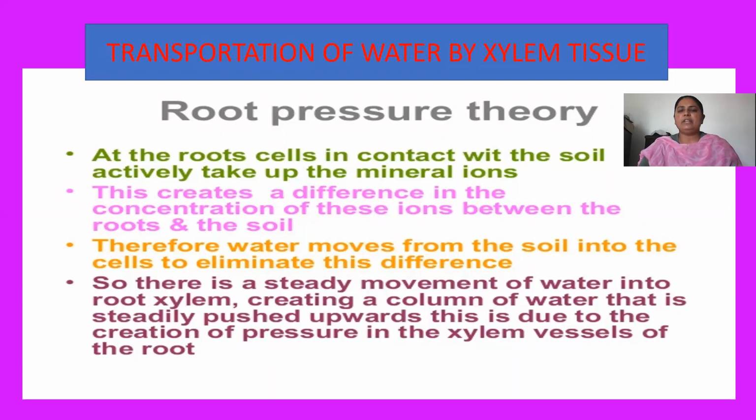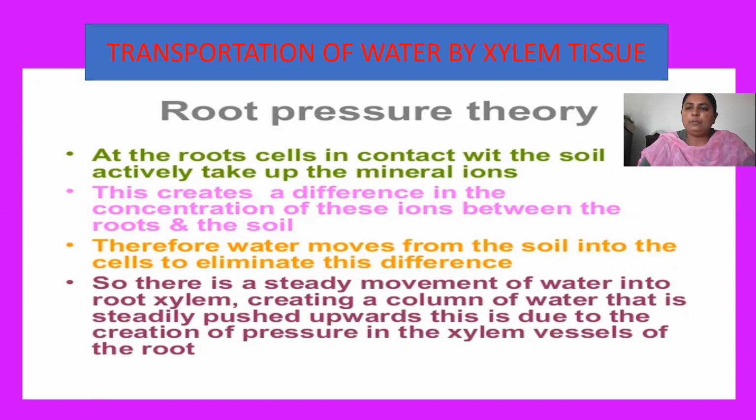The first theory that was given by scientists is the root pressure theory. This theory states that the root cells are in contact with the soil. You know that the roots of the plant are present in the lower or bottom portion of the plant. So when these root cells come in contact with the soil, what happens? These root cells actively take up some of the minerals that are present in the soil substrate.